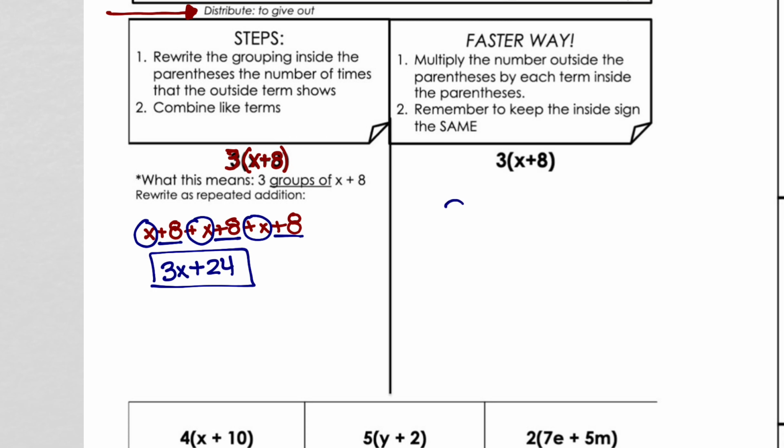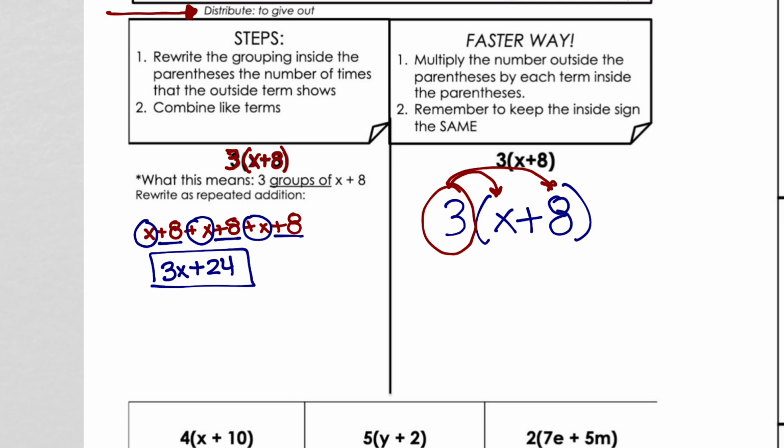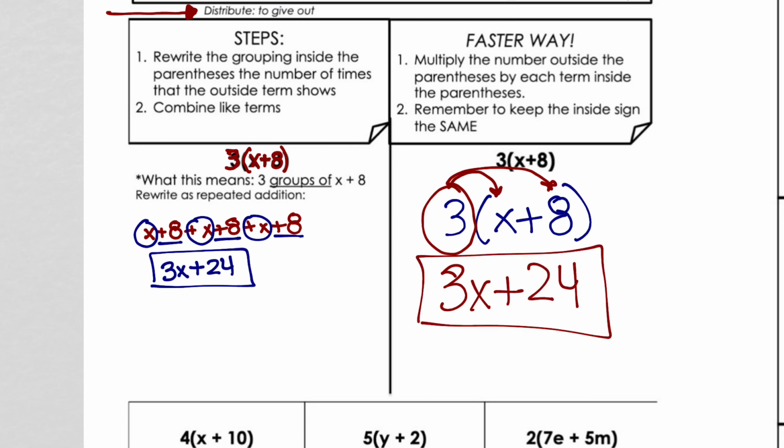So let's look at this. If I have 3 times the expression x plus 8, it's telling me that I can take this 3 and multiply it times the first term and the second term, and it will give me an accurate response. So what is 3 times x? 3x. What is 3 times positive 8? Positive 24. Did that give me the exact same answer? It did. So that's writing it using multiplication.